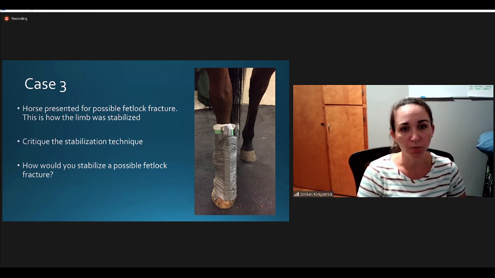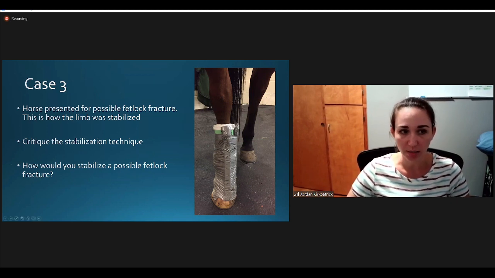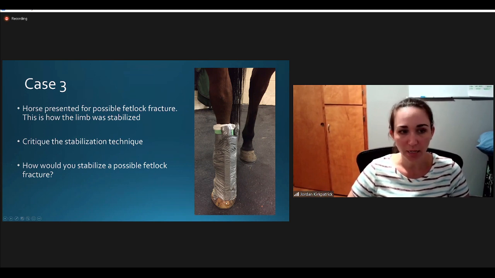Case 3, this horse presented for a possible fetlock fracture, and this is how the limb was stabilized. So think about, is this a good stabilization technique? And then how you would potentially stabilize the limb if it was a possible fetlock fracture.